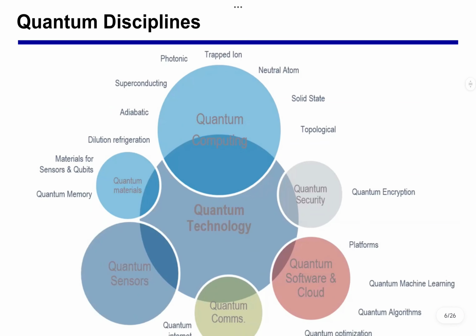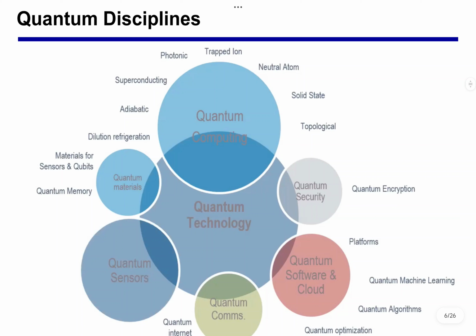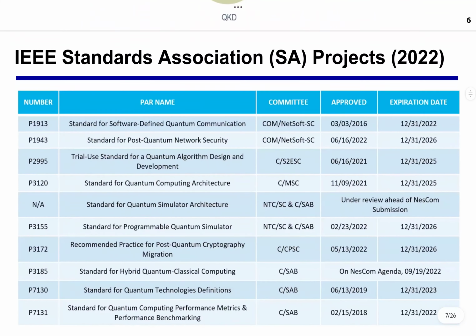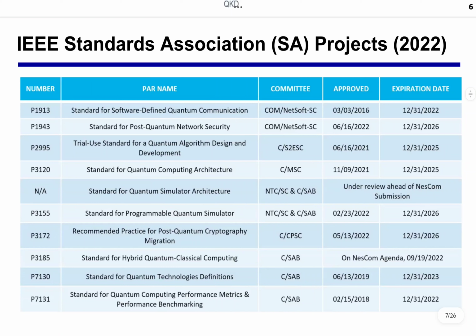distributed computing. It's just the intersection that combines all of them: computer science and security, now communication, sensors, materials, and so on. It's very complex, with a lot of intersections of engineering, mathematics, physics, and so on. Also, there is the IEEE standards association project.